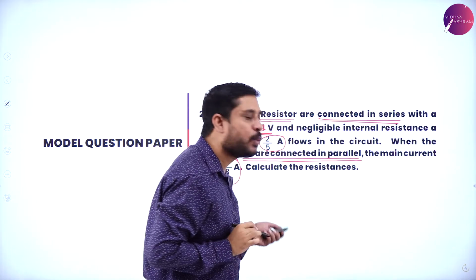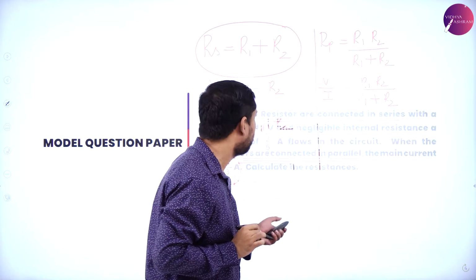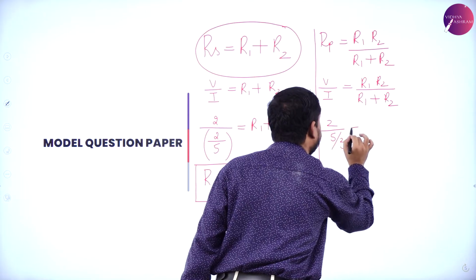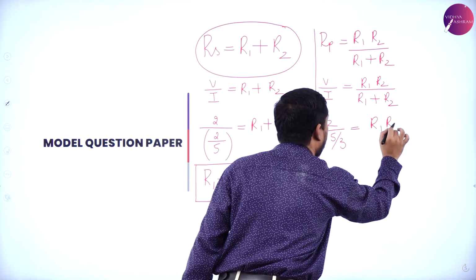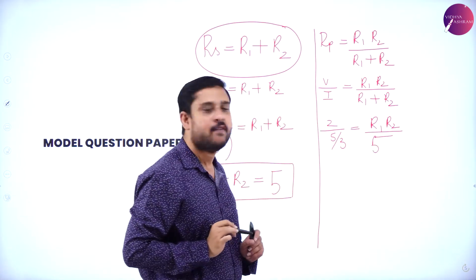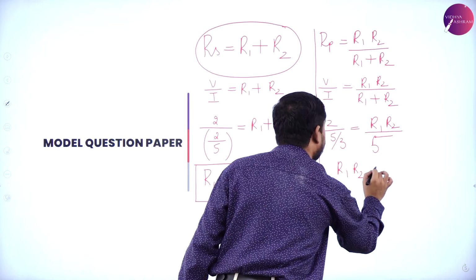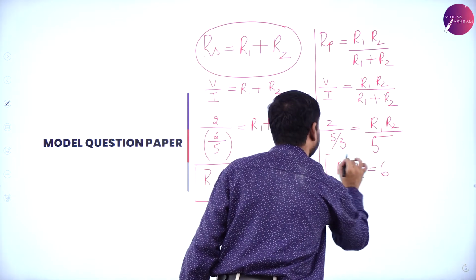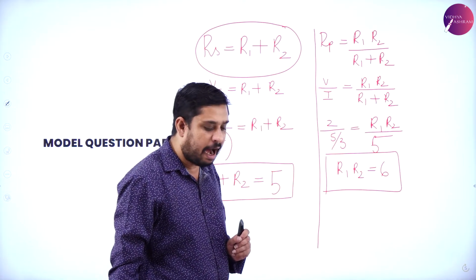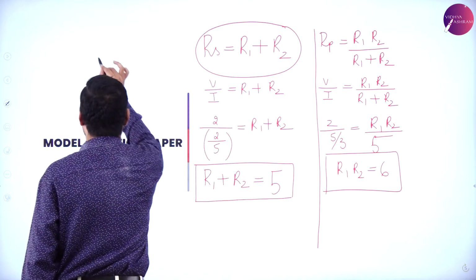Now, how much is the current when they are connected in parallel? 5 by 3 ampere. So, again this is 2 by 5 by 3 equals R1 R2 divided by R1 plus R2, which is 5, or R1 R2 is equal to 6. So I have got R1 plus R2. I have R1 R2. Now I use the equation of biquadratics.